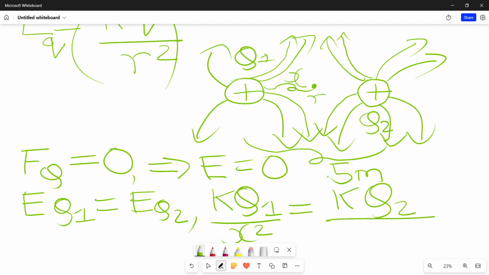But what's the distance? If this is x, and the total distance we know is 5 meters, it's 5 minus x, squared. Obviously, the k's drop out. If we have the value of Q1, Q2, we just have to make the equation and solve for x. That is where the E field is 0, right?